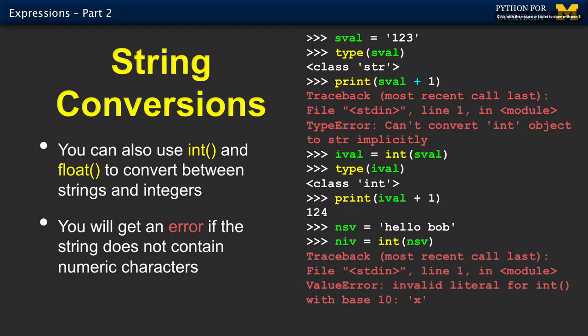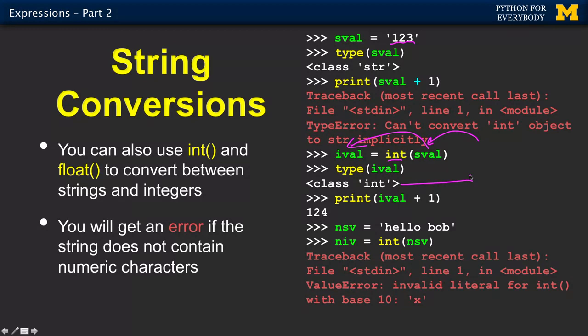Well, in that case, we can call the int function or the float function, passing in a string and getting back an integer. So this basically reads these characters, the 1, 2, 3, and goes, oh, that's 123, and gives us back 123. And we say, what kind of thing is in there? Well, now in ival, there's an int.